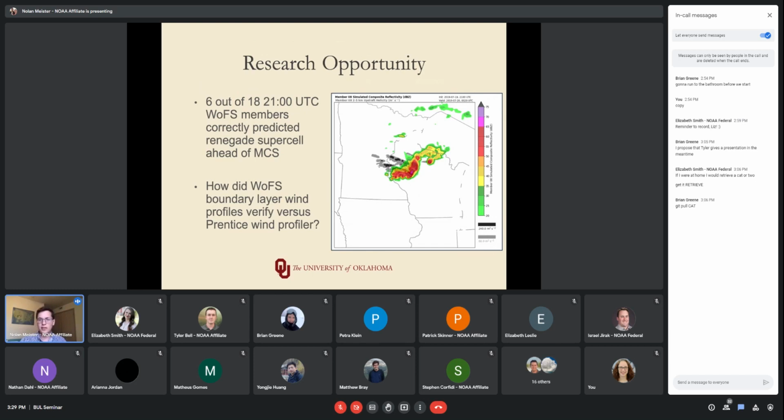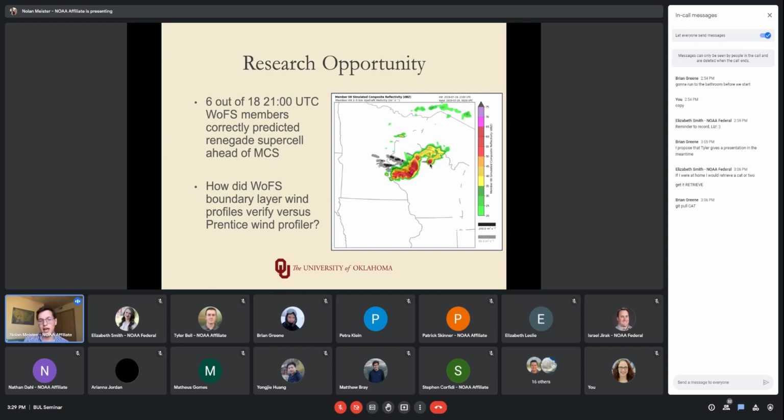So starting and looking at the pre-storm verification, I'll note that at 21 UTC, WoFS had 6 of its 18 members correctly predict that there would be a renegade supercell out ahead of this derecho. And this is pretty cool because this supercell is going in this picture pretty much right over Prentice, which is where that radar wind profiler was.